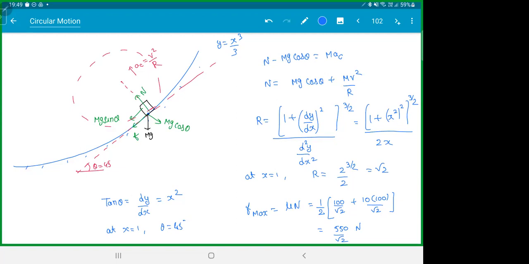I hope the steps are clear. So if you don't know the radius of curvature formula, you can't solve this problem, because there is no way you'll get the radius if I give you the equation. These are the two methods you can find radius of curvature: one the mathematical and one using the centripetal thing. Okay, same answer, so it must be right. All clear with this? With this, we are done with circular motion.